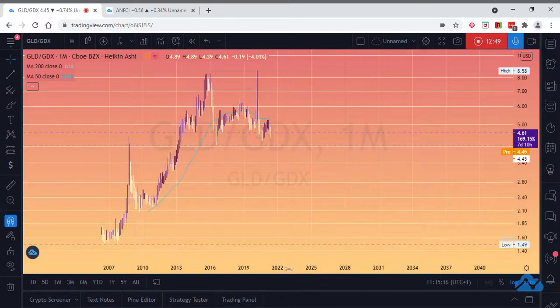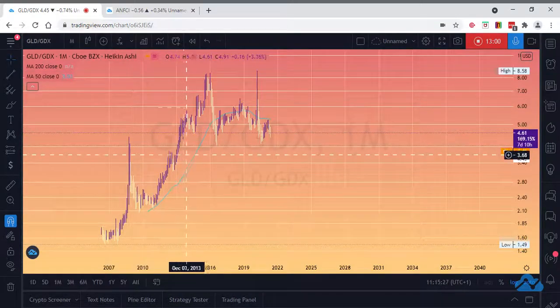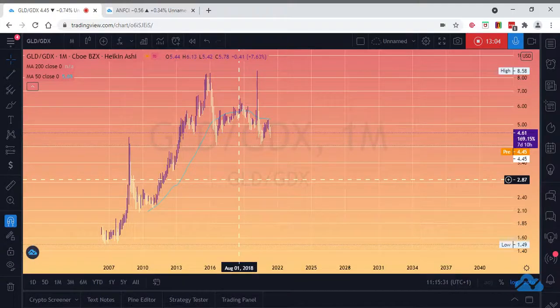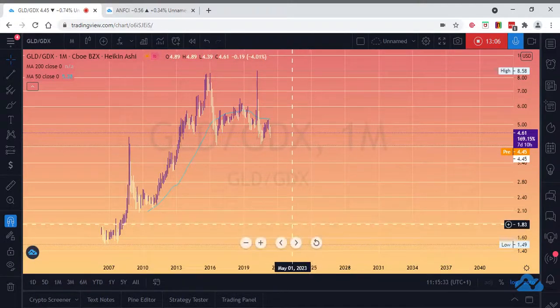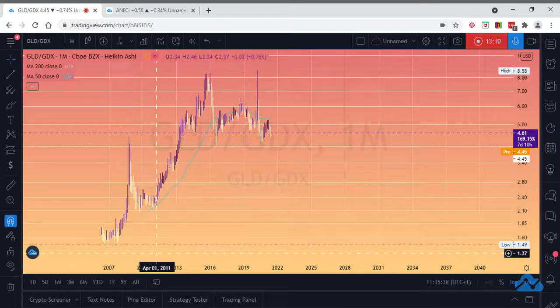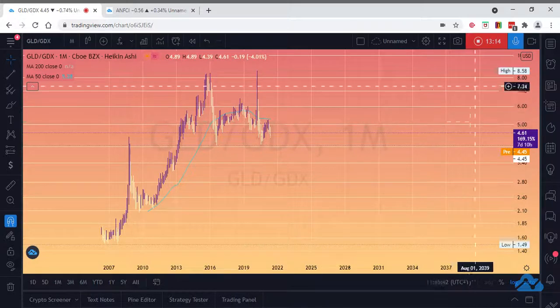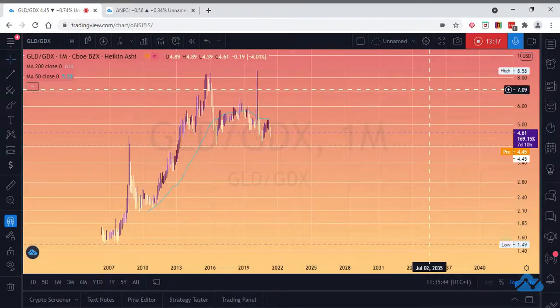2007. Gold price in the gold miners. So one ounce of gold, how many units of the GDX ETF does it buy, right? That's kind of what this ratio is. So one ounce of gold bought 8.58 units of the GDX. Is that correct?